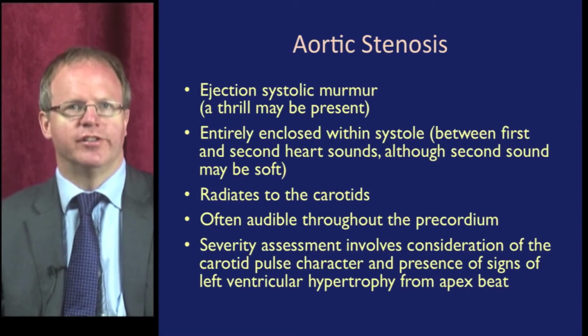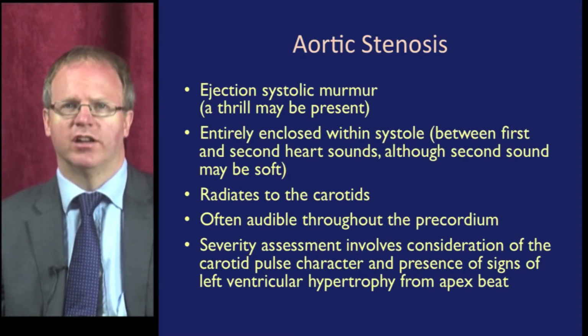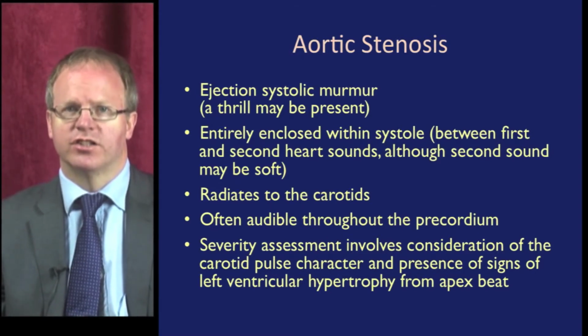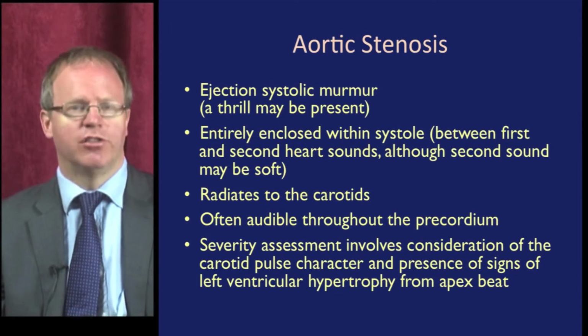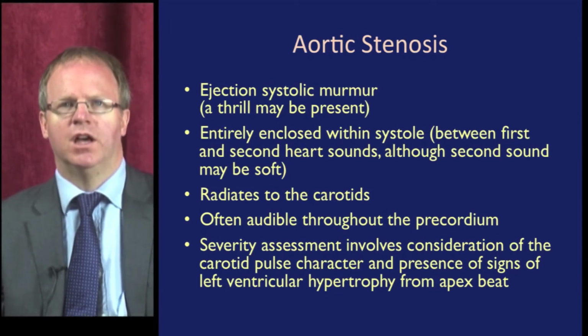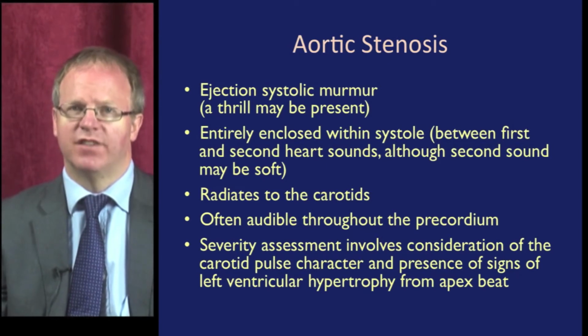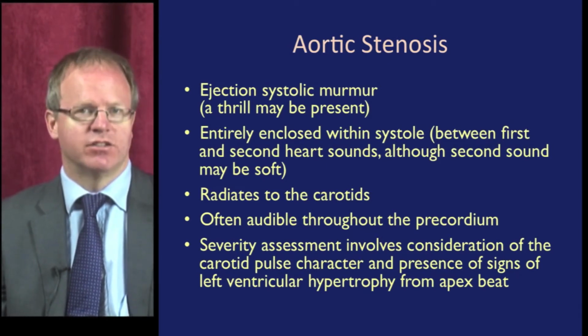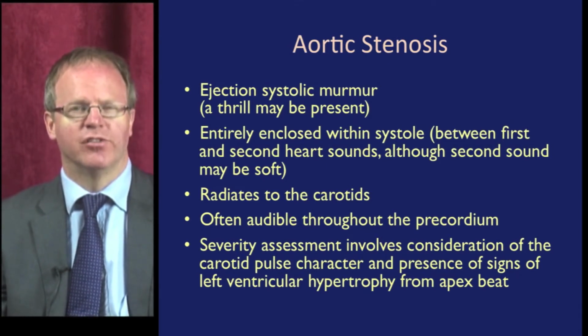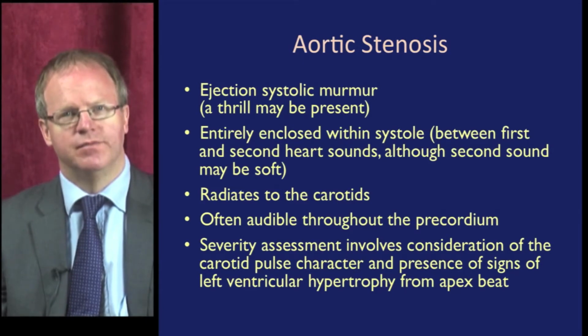Aortic stenosis is the easiest murmur to appreciate. It's an ejection systolic murmur that can be often heard throughout the precordium. It radiates up into the carotids and is entirely enclosed within the duration of systole. In the assessment of the severity of the stenosis, the characteristics of palpation of the carotid pulse are absolutely critical.